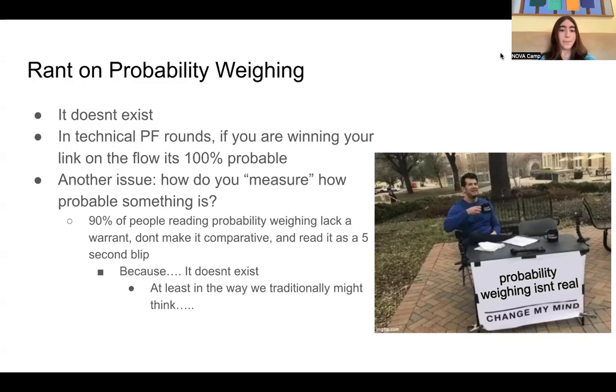90% of people reading probability weighing lack a warrant, don't make it comparative, and read it as a 5-second blip. And the reason why that tends to happen is just because probability weighing doesn't exist. I hear too many people saying "we outweigh on probability because our argument is more probable." Stuff like that, it lacks a warrant. It's not comparative. And that's just because I don't think it exists in the way that we traditionally view probability weighing.